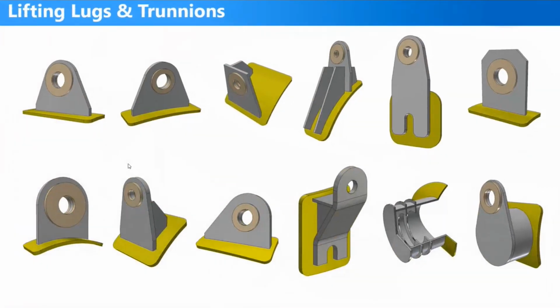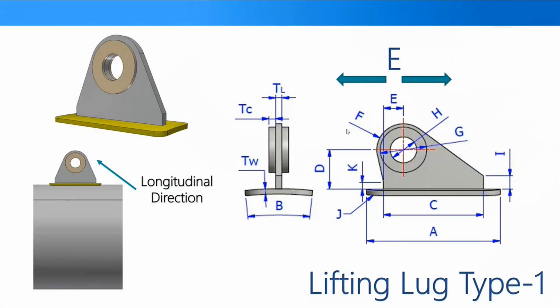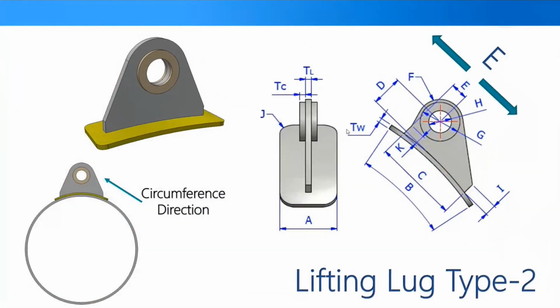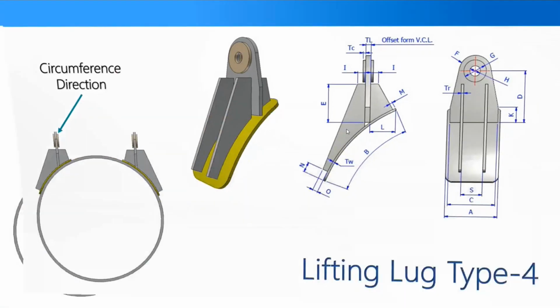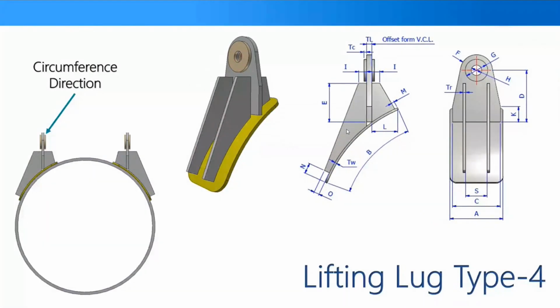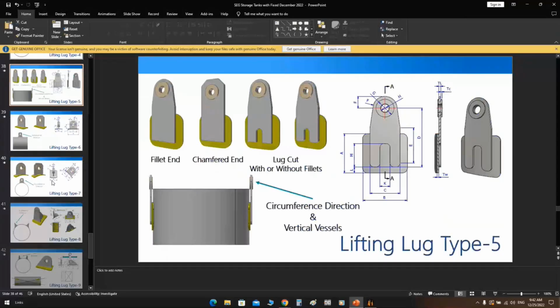Many different types of lifting lugs are available in SEG suite for different positions of the vessel, like horizontal vessels, vertical vessels, small sizes, large sizes, like trunnion, and here different types of trunnion, different types of lifting lugs. And here some other details for each type of the lifting lugs. You can use it for vessels for the most options.